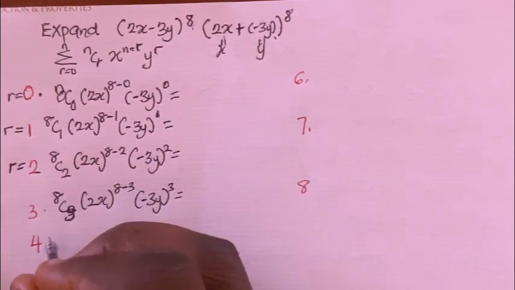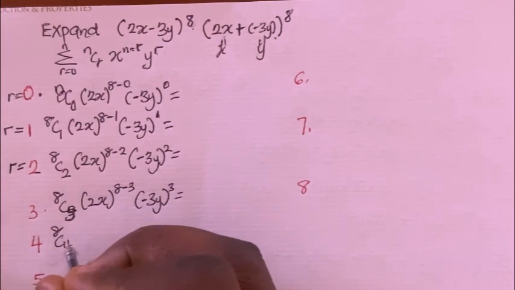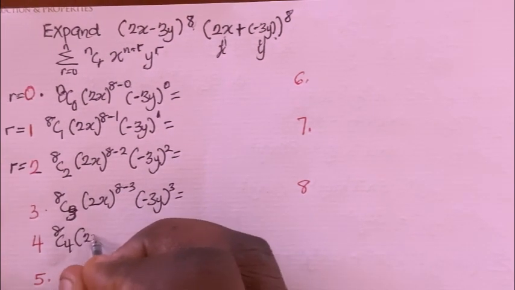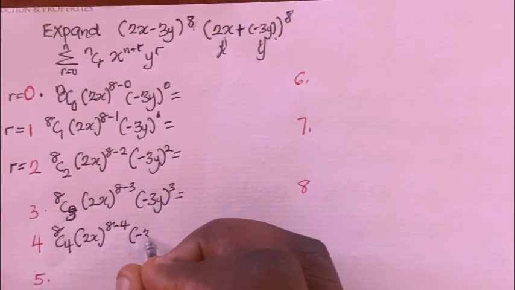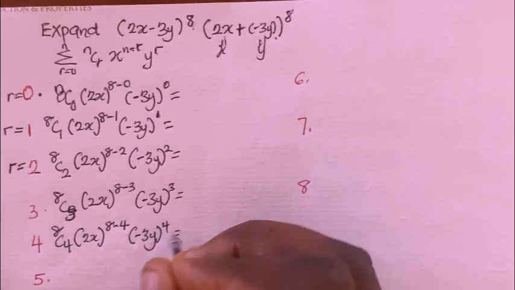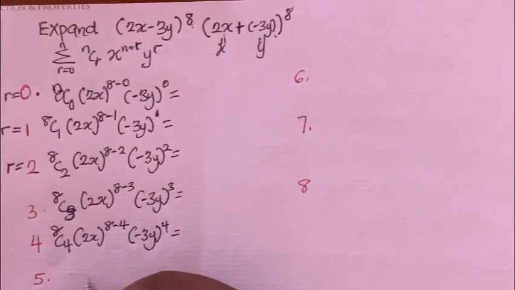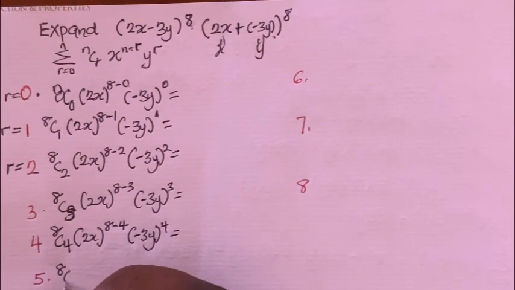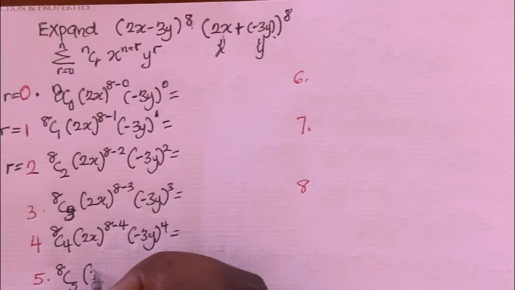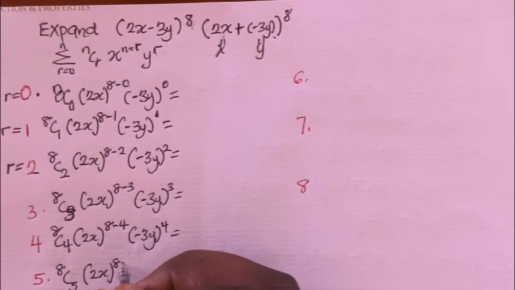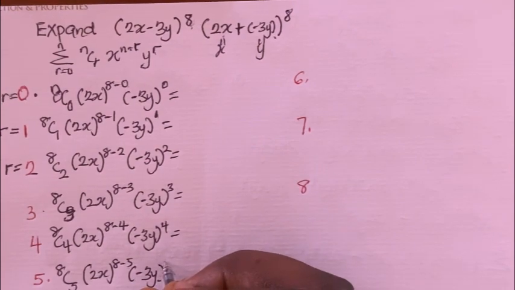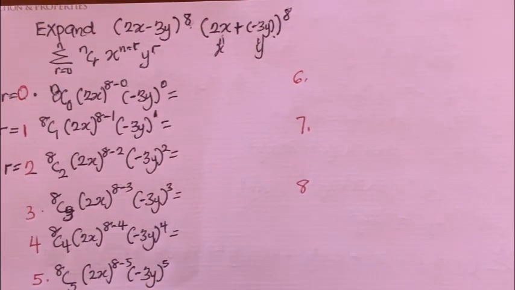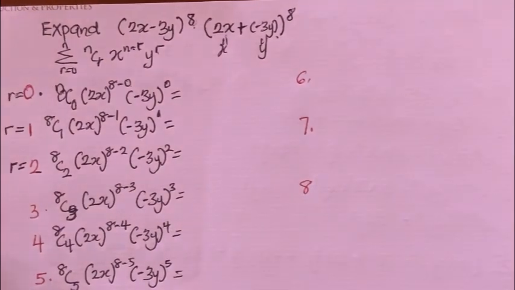Then here I'm going to have 8 combination 4, then 2x raised to the power 8 minus 4, in brackets minus 3y raised to the power of 4, which is the fifth term. Then let's come to the sixth term. Here I'm going to have 8 combination 5, then 2x raised to the power of 8 minus 5, and minus 3y raised to the power of 5.